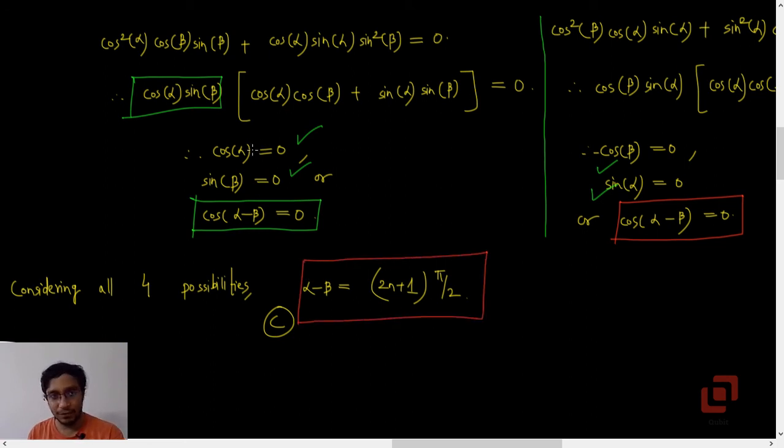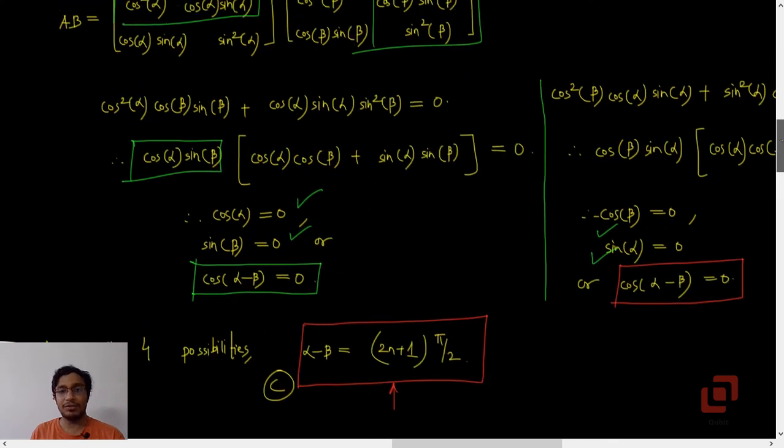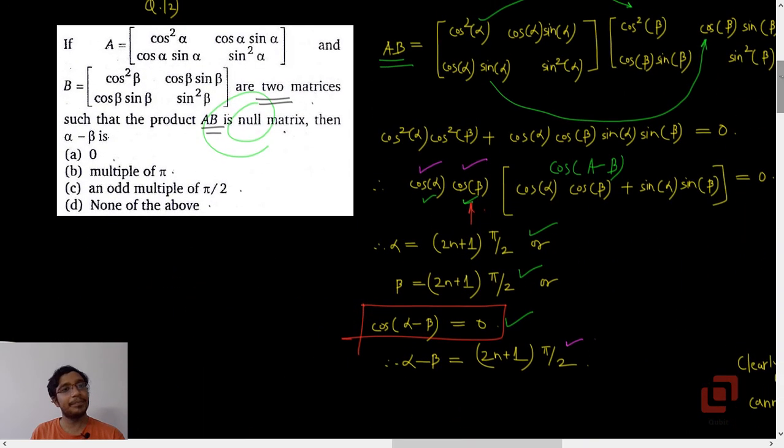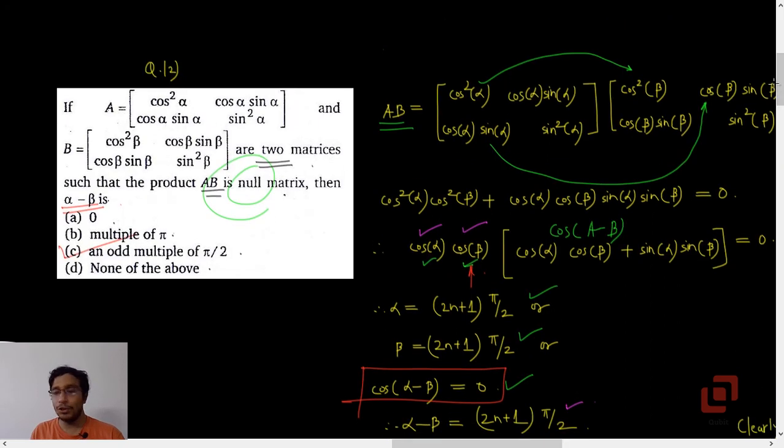So irrespective of the individual values, they need not be such that cos alpha is 0 or sin beta is 0, or cos beta is 0 and sin alpha is 0. As and when alpha minus beta is an odd integral multiple of pi by 2, their product is always going to be a null matrix. So the correct option is C. An odd multiple of pi by 2 is the correct option for alpha minus beta. That is question 12. Let's go to question 13.